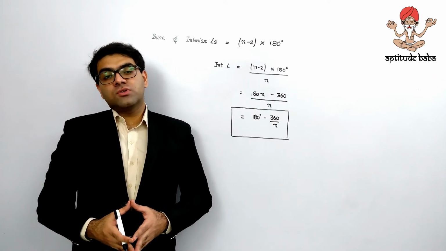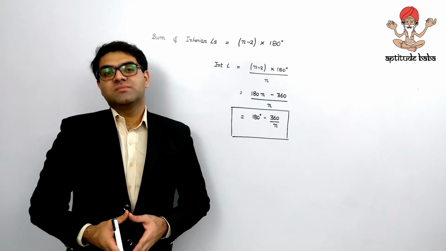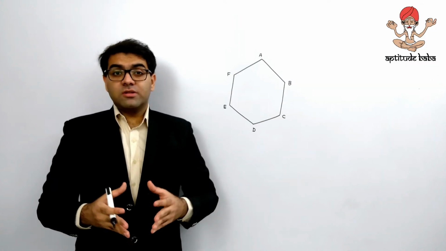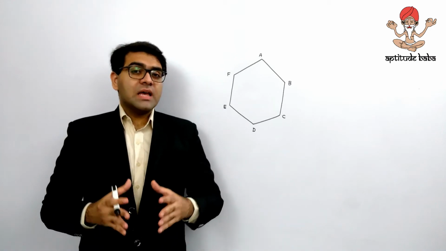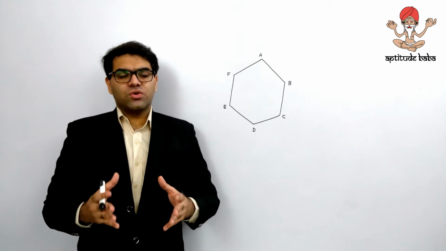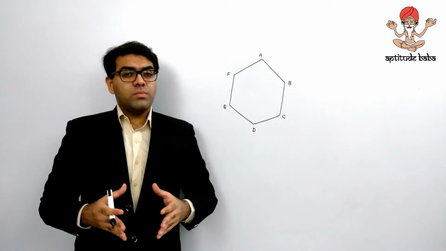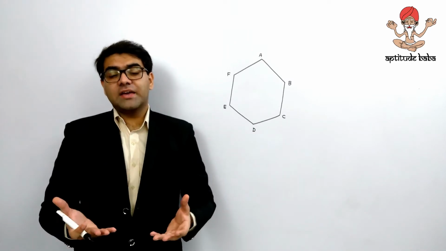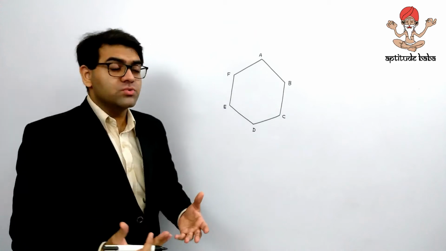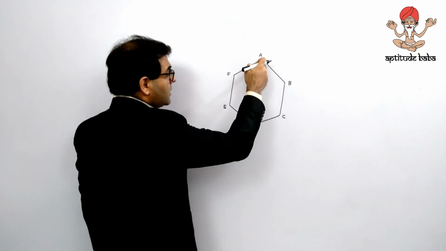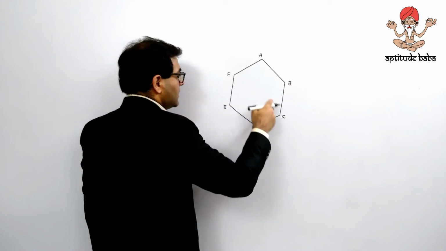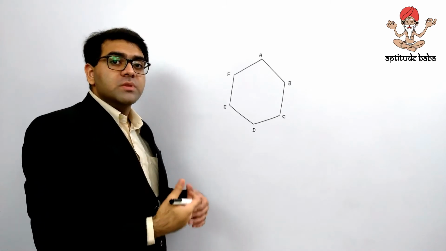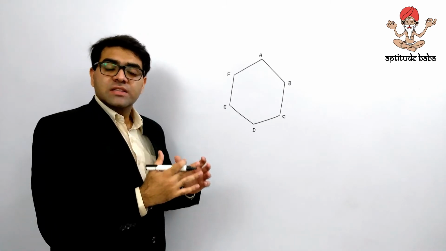Next, we move on to the logic of diagonals of a regular polygon. Consider a regular hexagon ABCDEF. Calculate the total number of diagonals of this regular hexagon. A common but wrong answer which pops up at this moment is that the total number of diagonals is 3. What students do is count diagonals AD, EB and FC, and they pop up 3 as the answer, that this hexagon has 3 diagonals.